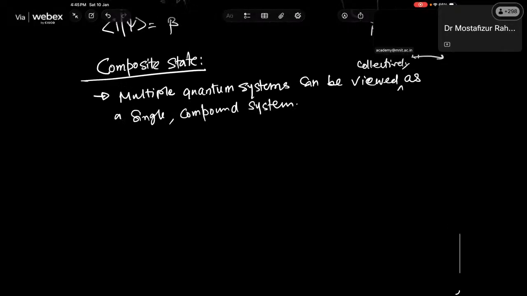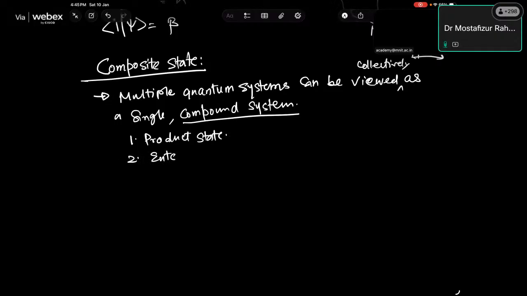And this kind of compound system, also known as a composite system, has two types. One is called the product state composite system, and another one is called the entangled state composite system. I'll come to what these two terms signify. Many of you, those who are working on quantum simulation techniques for chemistry and physics problems, have seen this.